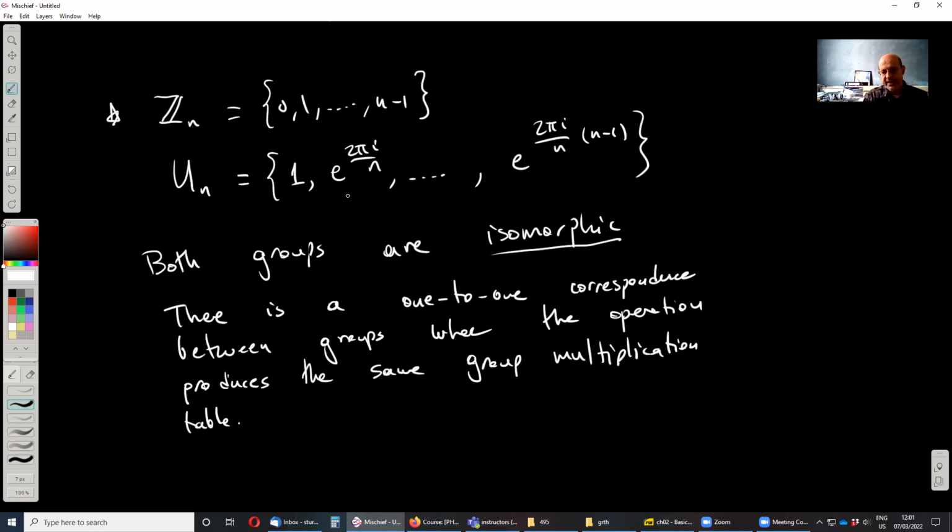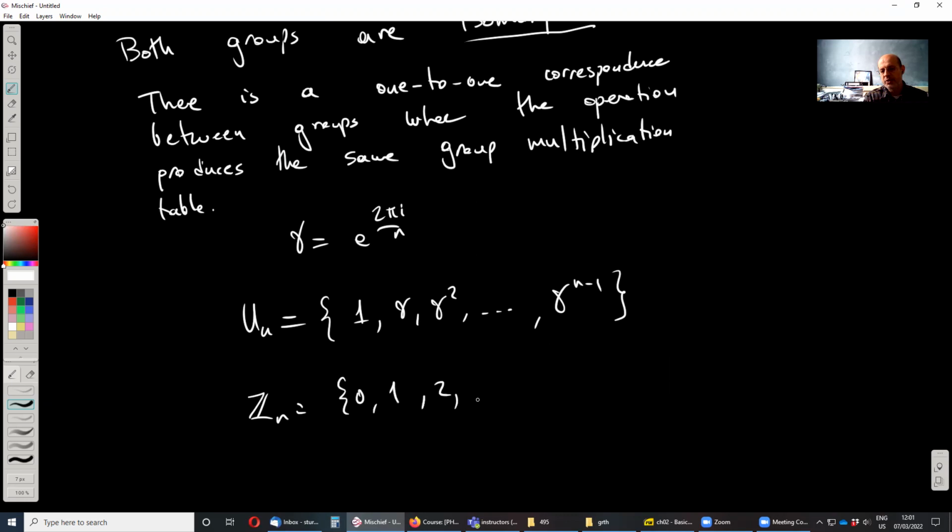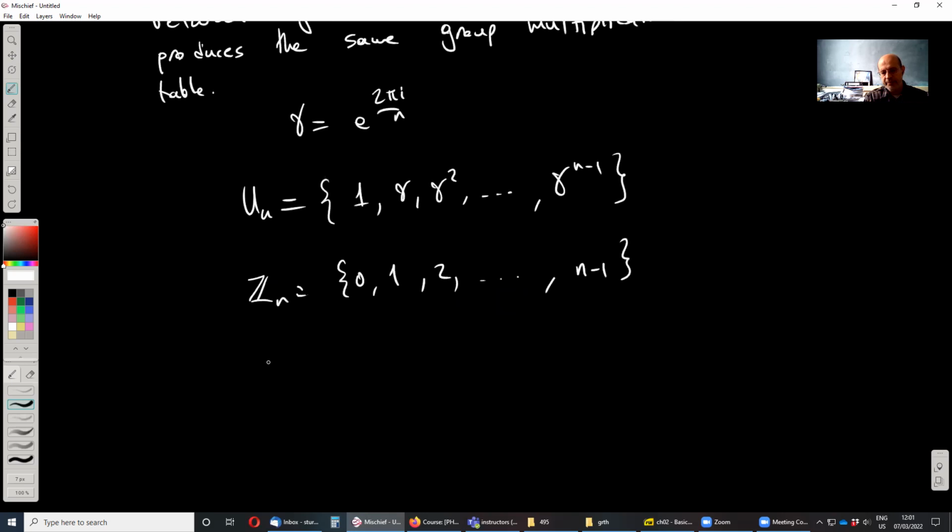But what's important in here is that if I call this number gamma, gamma is e to the 2 pi i over n, I can see that the group Un is basically the numbers 1, gamma, gamma squared, and so on, up to the nth power of gamma. But Zn is basically formed from 0, 1, 2, and so on, up to n minus 1. So as a result, a number k in this set of integers corresponds to gamma to the power k in Un.